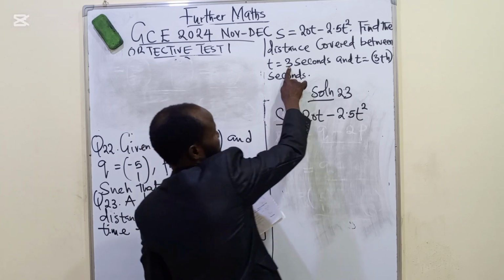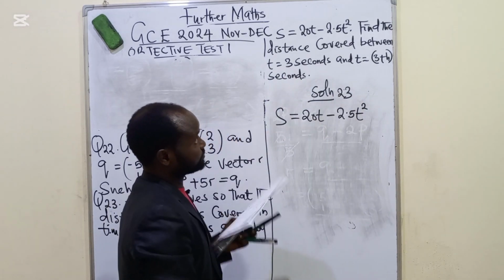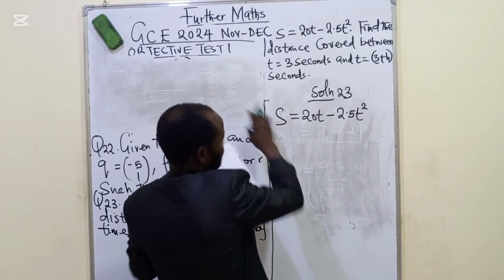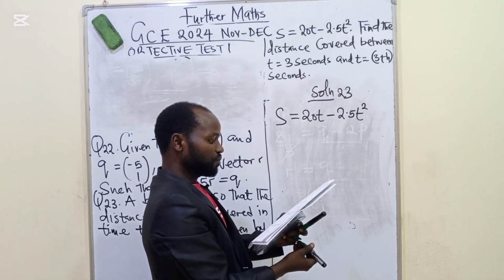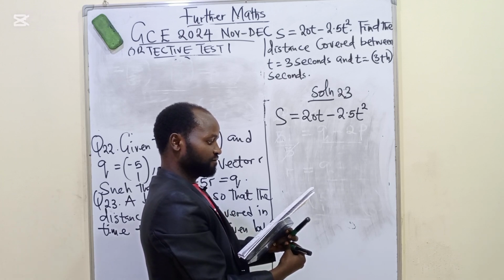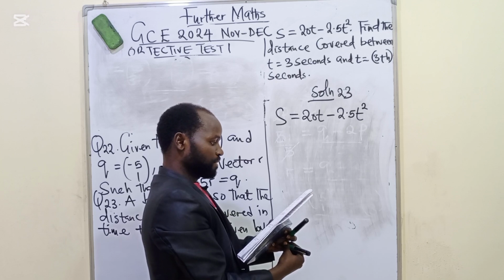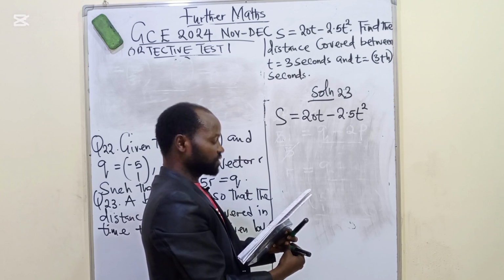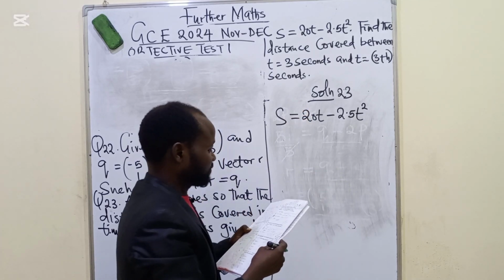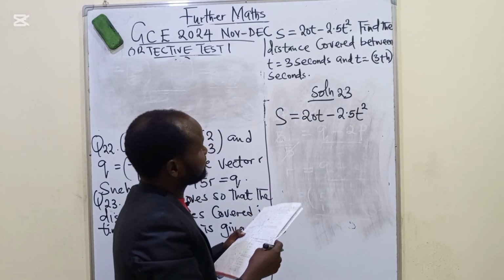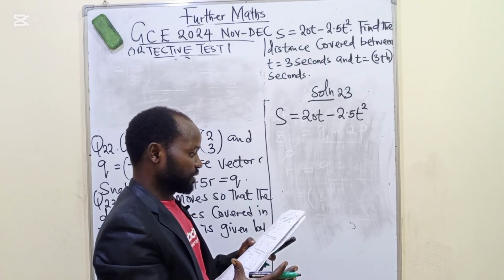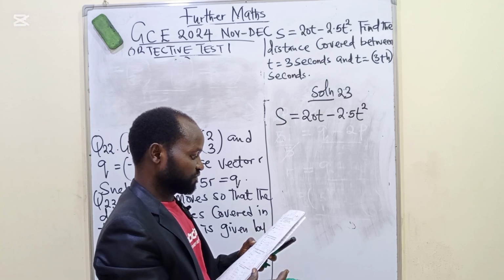We have the time interval 3 and 3 plus h. It's just a question of substitution. Find the distance covered. When t is 3, what will be the answer? We substitute. Very important. So we have to find the distance between these. When t is 3, what are we going to have? We substitute. Then when t is 3 plus h, what are we going to have? That's what we have to do. Then we now subtract the two. Very important.